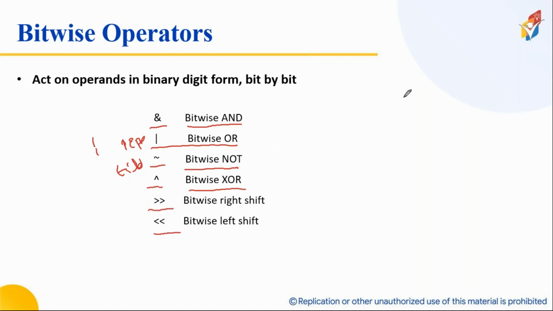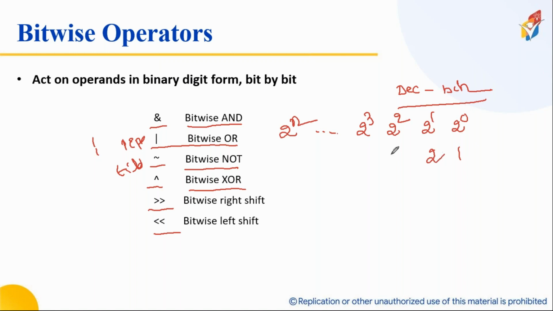First of all, let me tell you how to convert decimal data into binary. First, let us discuss it. Binary data is represented as 2 power 0, 2 power 1, 2 power 2, 2 power 3, and so on, 2 power n. In simple terms, this is also written as 1, 2, 4, 8, 16, and so on. Are you getting me?